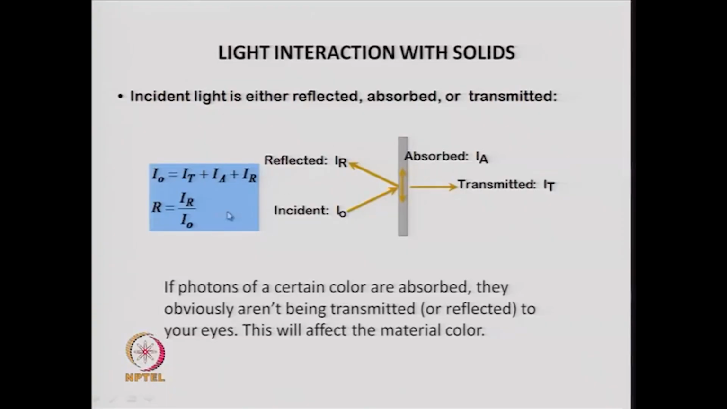Now, you can write the total intensity as a sum of all these three, and you can define reflectance as intensity reflected upon incident intensity. Now, if you have the total of the transmittance, absorbance and the reflectance, the sum total will be 1, and from that you can calculate what is transmittance. So, this is reflectance and this is transmittance.